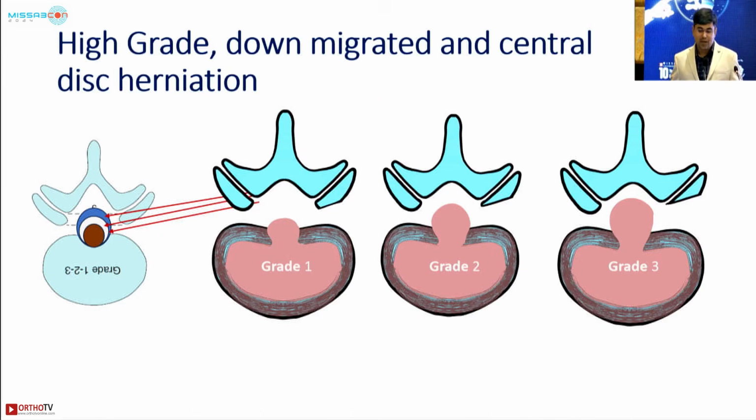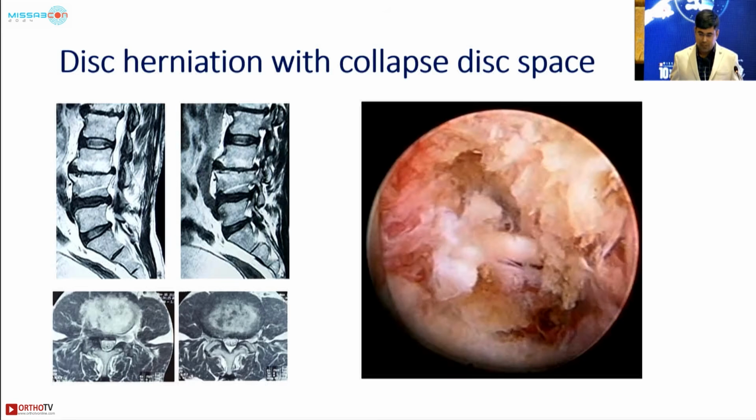In case of high grade, down-migrated and central disc herniation, foraminotomy allows you to have nice access to the epidural space, but you have to avoid it in the horizontally oriented facet.